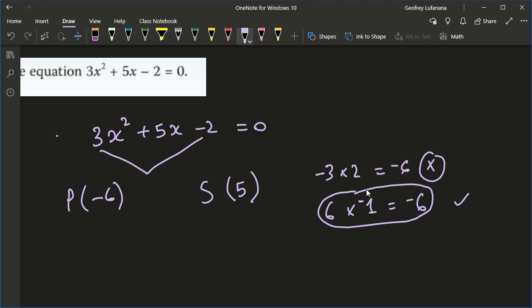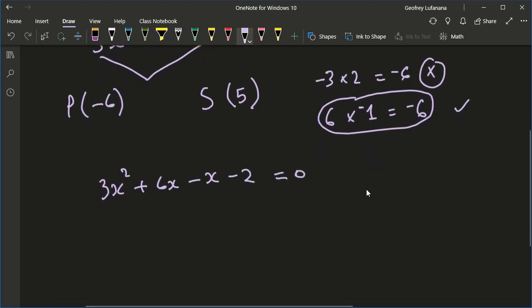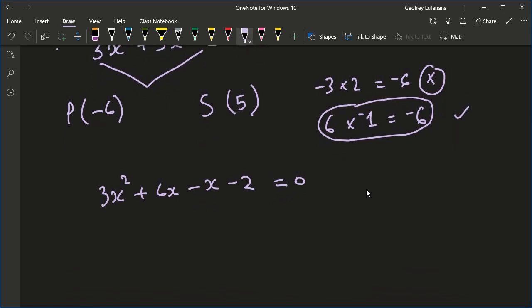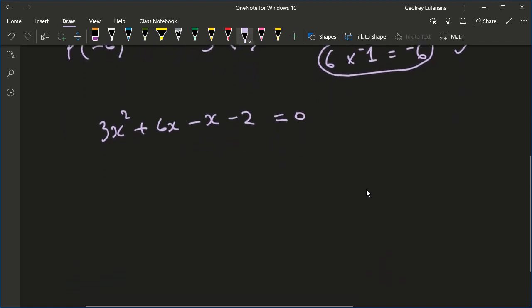Now I'm going to replace 5x with 6x and -x, because 6 plus -1 equals 5. So my equation becomes 3x squared plus 6x minus x minus 2 equals 0. Now you need to notice that if I simplified this expression on my left hand side, I would get back 3x squared plus 5x minus 2. So now I can factorize this.